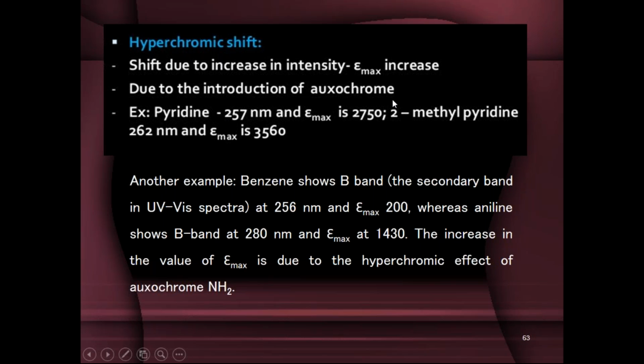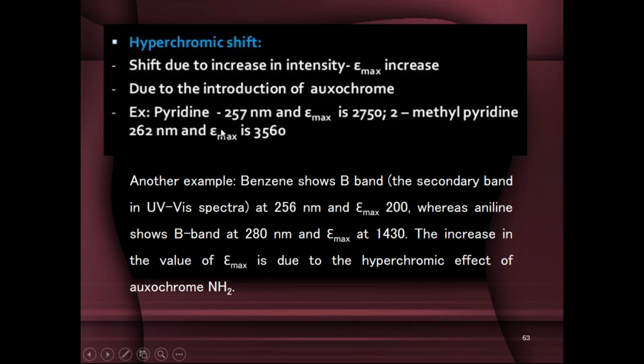So we have already seen that when you introduce an oxochrome close to a chromophore, you get a bathochromic shift. And here we are seeing that when you introduce an oxochrome close to a chromophore, you may also get a hyperchromic effect. Both are true, and that is why on introduction of an oxochrome close to a chromophore, you usually get two shifts. Both are seen in most cases. That is, you get a bathochromic shift with a hyperchromic effect.